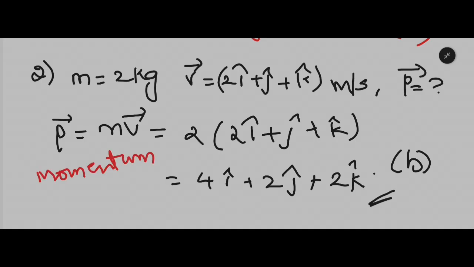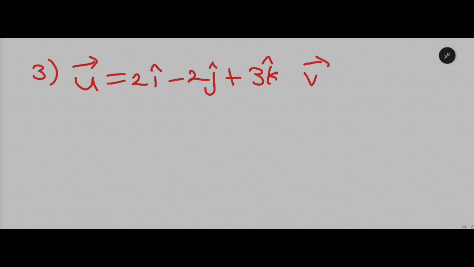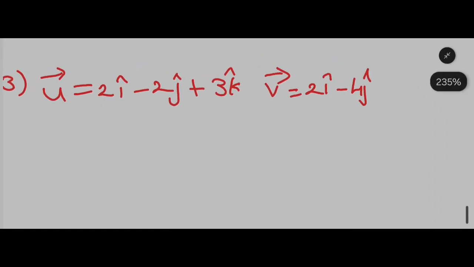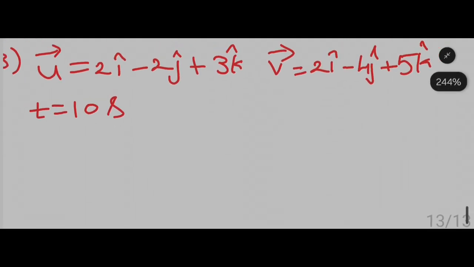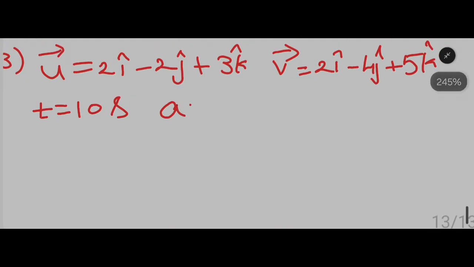It's clear. Next question. Next is the third question. Here u bar is given as 2 i cap minus 2 j cap plus 3 k cap, which is the initial velocity of the body. Okay, u is the initial velocity of the body. Then we are also given the final velocity of the body, v bar is equal to 2 i cap minus 4 j cap plus 5 k cap. This is the final velocity of the body, which it attains in a time t equal to 10 seconds. Then we have to find the acceleration vector.